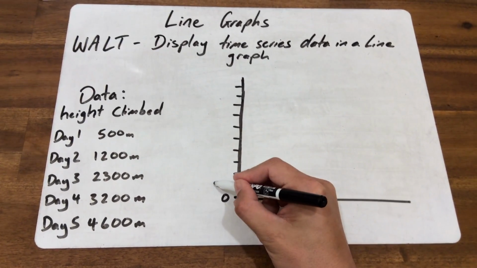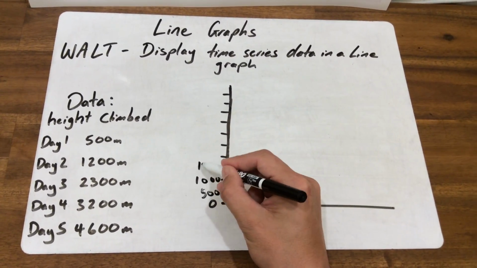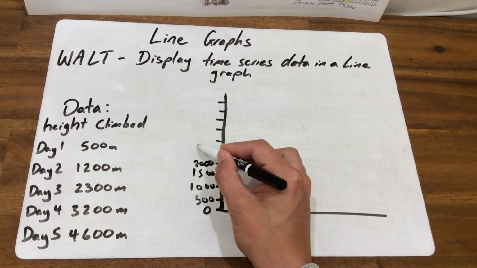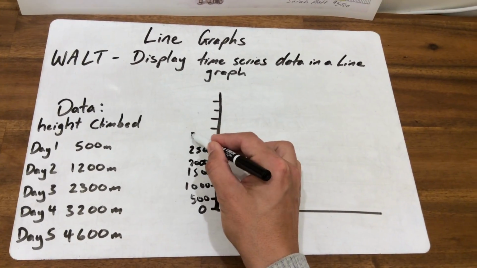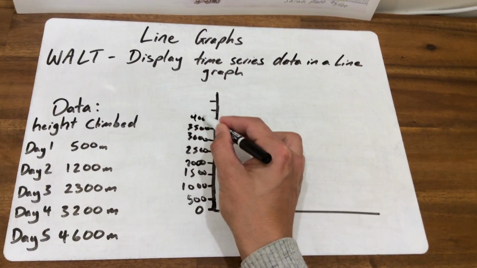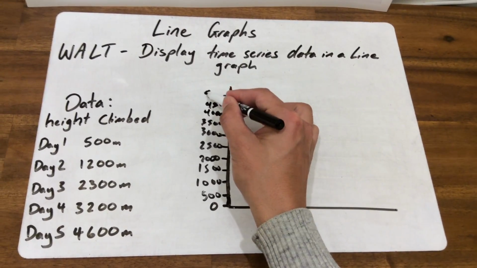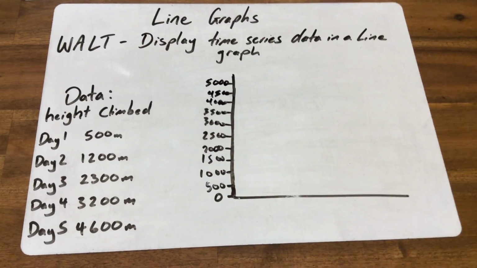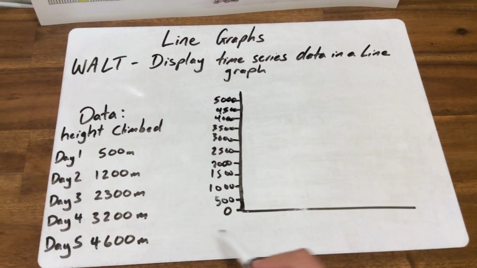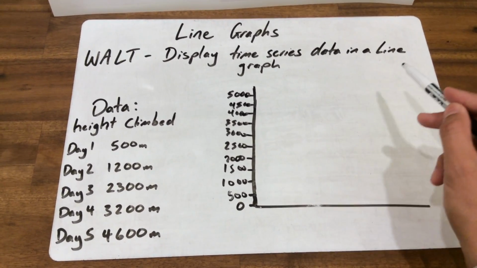Okay, so I'm just going to start at 500, go to 1,000, 1,500, 2,000, 2,500, 3,000, 3,500, 4,000, 4,500, and 5,000 meters. Okay, so there's my scale. Along the bottom is going to go my time, the time that the climber is going to climb up the mountain.